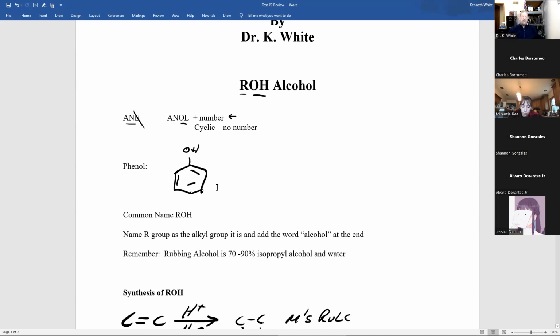Now, there was a special alcohol. When you have a benzene ring with a hydroxyl group, that's called phenol. No, not phenol, phenol. But I'm not giving enunciation quizzes, so you can pronounce it however you want. And this is another case where IUPAC took the common name and made it the IUPAC name, phenol. Don't forget the double bonds in the ring.